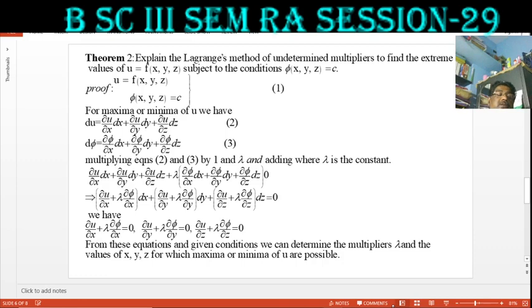Then again bring the dx terms one side, dy terms one side, dz terms one side. We have those coefficients of dx, dy, dz equal to 0. From these equations and the given conditions, we can determine the multiplier lambda and the values of x, y, z for which maxima and or minima of u are possible.